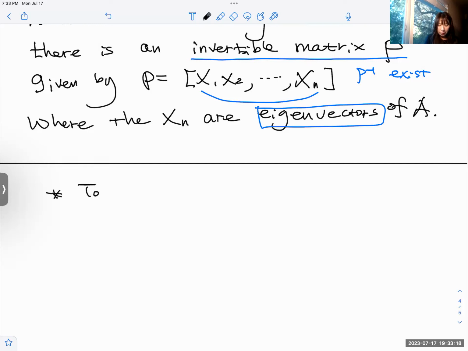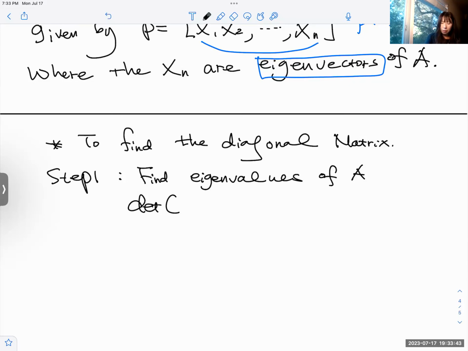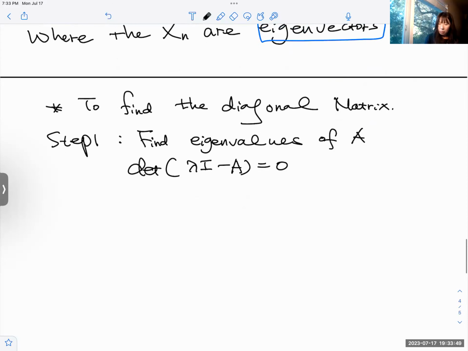So to find the diagonal matrix. Okay, step 1, find the eigenvalues of A. So we are looking at the determinant of lambda I minus A equal to 0, right? Okay, step 2, if we have eigenvalues, we are looking for eigenvectors.